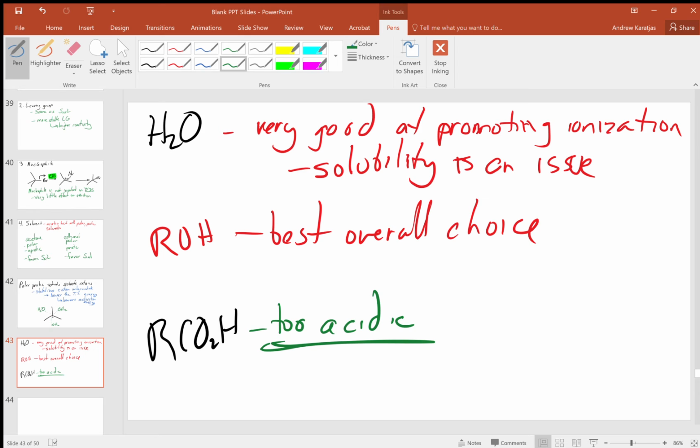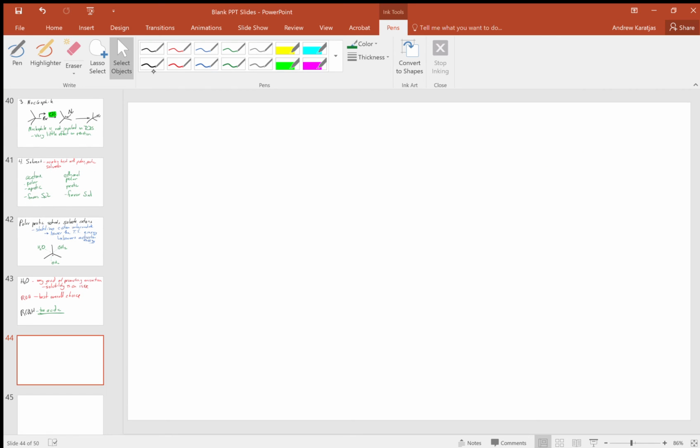So I want to show you now an example of an SN1 reaction, one that we could run across outside the lab. And that has to do with sodium nitrite. So, do we know what sodium nitrite is used for?